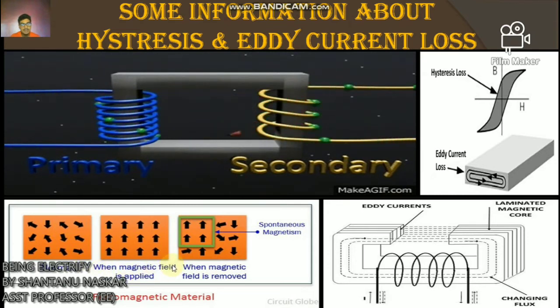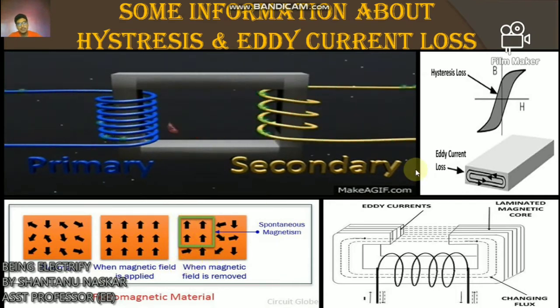The ferromagnetic material is made of small atomic magnetic moments. When no field is applied to the material, the molecules are randomly arranged in the substance. When the MMF is applied to the material, the atomic magnetic moments arrange themselves parallel to each other along the axis of the magnetomotive force. So this is the normal state, this is when the magnetic field is applied, and this is when the magnetic field is removed. This is the spontaneous magnetism.